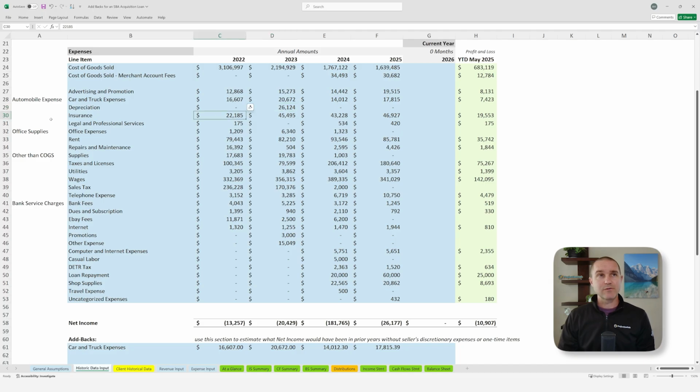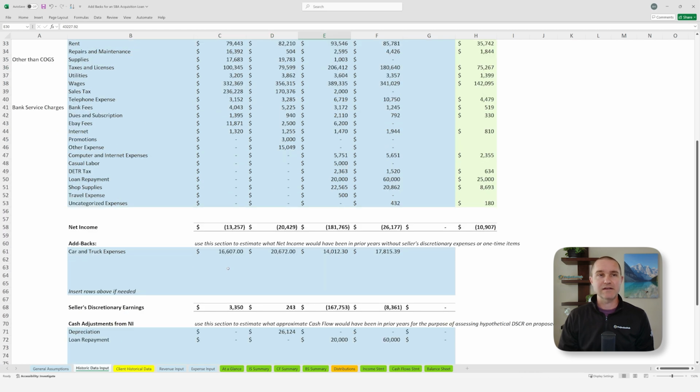The next place I would look to hunt for possible add backs is insurance. A lot of times sellers will put their whole family's health insurance, their family's vehicle insurance or home insurance in this insurance line, and it probably really shouldn't be. Again, this is going to be a question of, will the lender allow you to add that back? How much? You have to document it. They may or may not let you do that from a lender perspective. But as a buyer, maybe you say, yeah, the business insurance here was only $25,000.